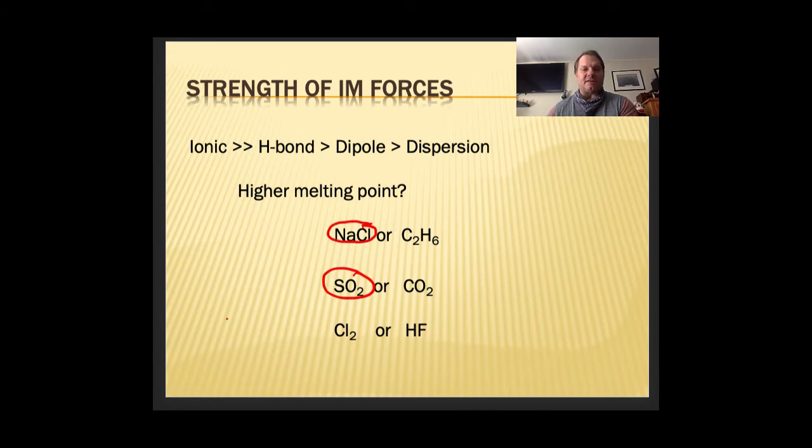For this third choice, well, chlorine, Cl bonded to Cl, has to be nonpolar. Hydrogen bonded to fluorine is a hydrogen bond, because hydrogen is bonded to either nitrogen, oxygen, or fluorine. Those are the three special elements for hydrogen bonding to occur. So I know that this one has to be higher, because hydrogen bonding is going to be greater than that dispersion force formed by chlorine.